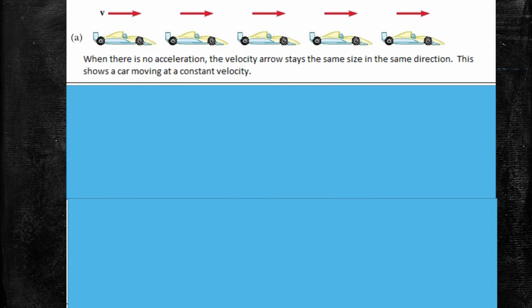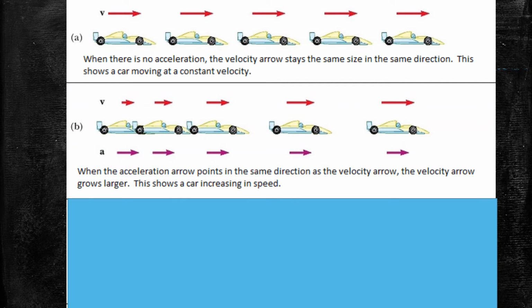Okay, take a look at picture A. You have your velocity vector noted by the V and the arrows here, and you have your car moving to the right. When there's no acceleration, the velocity arrows stay the same size in the same direction. This shows a car moving at a constant velocity. So if you take a look, your arrows are exactly the same all the way across. This is showing you that the velocity of this car is constant. There's nothing changing. Your direction's not changing. Your speed's not changing. It's constant. So there's no acceleration.